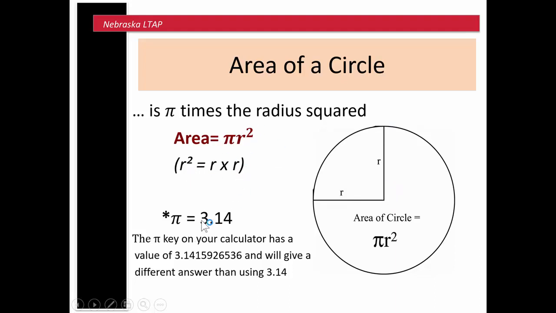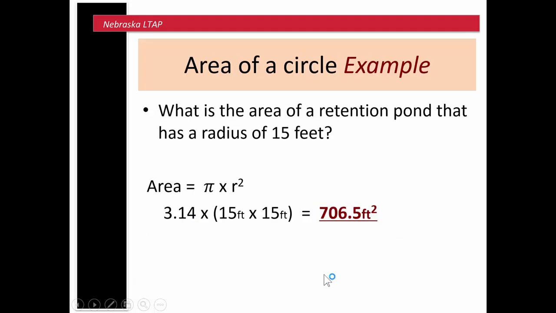And you remember squaring it is just multiplying it by itself. And if we use pi as 3.14, that will give us our answer, the radius and pi. That's all we need. Pretty simple, right? So what is the area of a retention pond that has a radius of 15 feet? We multiply pi times the radius squared, and that answer should be 706.5 square feet.